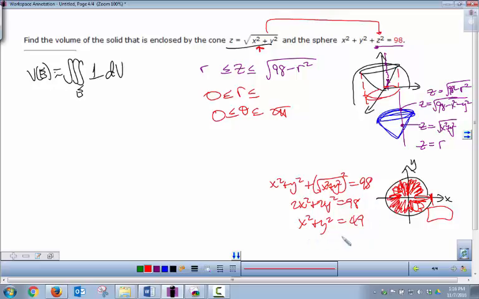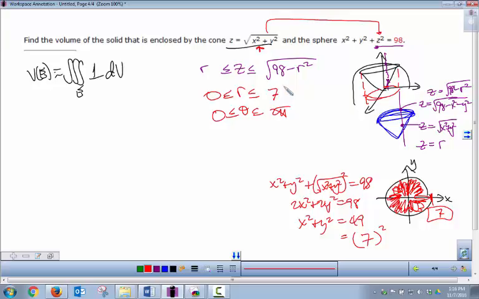And then we want to look at this as the square of something, right? So we want to take the square root of 49. I think that's just 7. So that's going to give us our radius. And that's essentially what r is going to be, or at least the top limit of r. Okay?